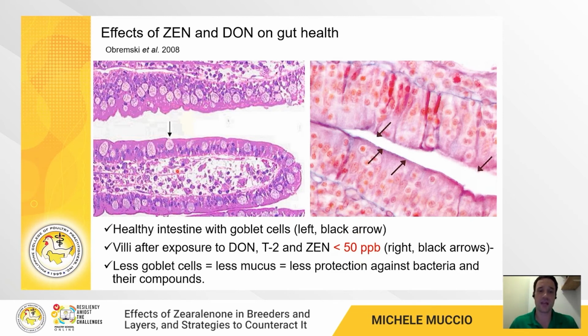And you can see on the left-hand side the healthy goblet cells, and you can see that the combination of those mycotoxins actually reduced the proliferation of those goblet cells, and goblet cells are associated with mucus production. So this means less protection against bacteria and against their compounds. And you can see here on the right-hand side the gut exposed to mycotoxins with reduced goblet cells compared to the left side. So two studies at different time points, but both having the same findings and both involving zearalenone.